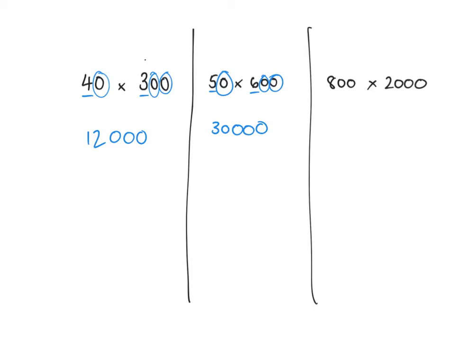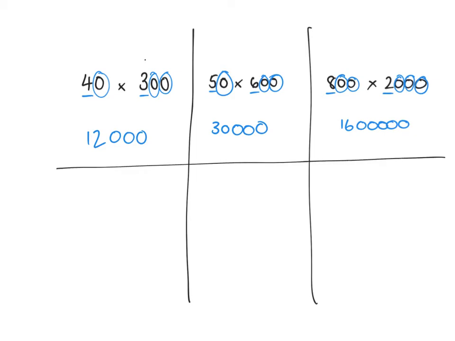Pause the video again and try this next question. Let's see how you did. 8 times 2 is 16. I've ignored 1, 2, 3, 4, 5 zeros. That number's actually 1,600,000. But doing the calculation was really straightforward. I'm going to put 3 more on for you. Pause the video now and see if you can do these 3.